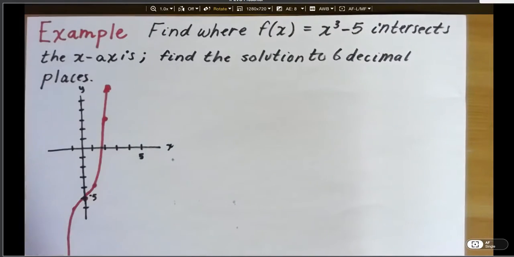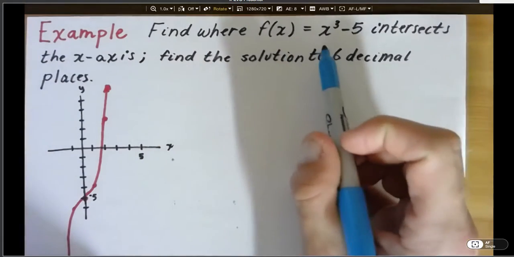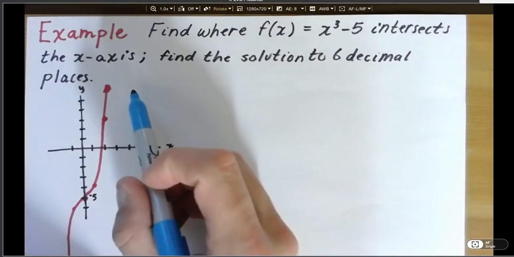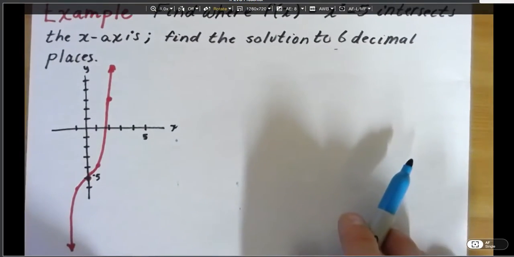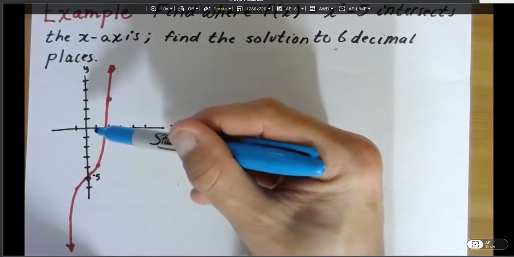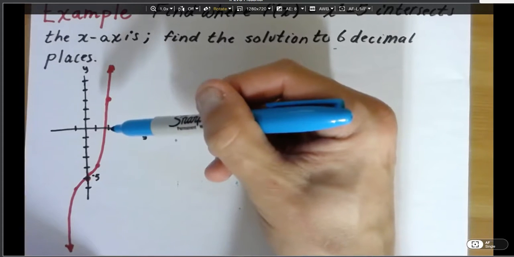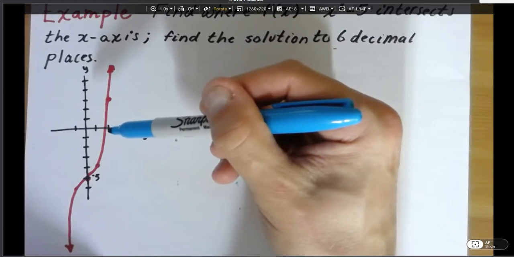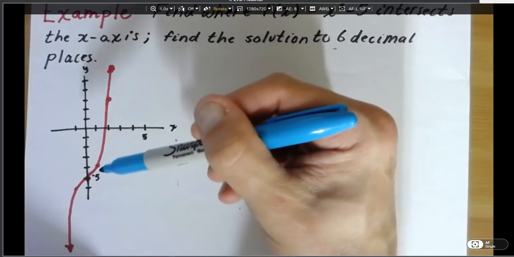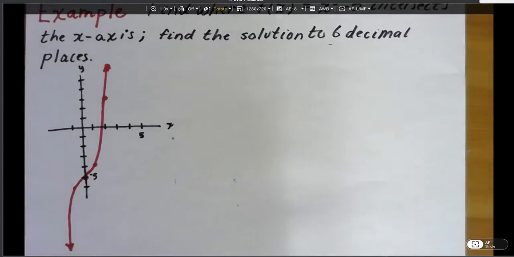I'm going to graph this function for us because it makes it a little bit easier. Find where f of x equals x cubed minus 5 intersects the x-axis. Find the solutions to at least 6 decimal places. You notice that at 1 we have a negative number, and at 2 we have a positive number. So between 1 and 2, we know that the graph crosses the x-axis. I can pick either 1 or 2 to estimate, so I'm going to pick the value of 2 as my estimation.